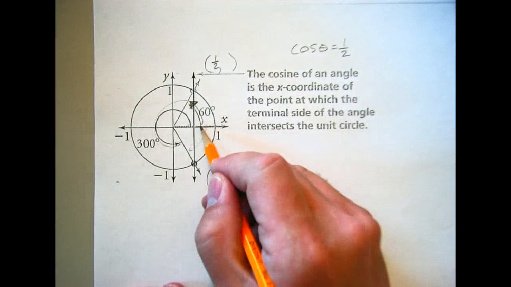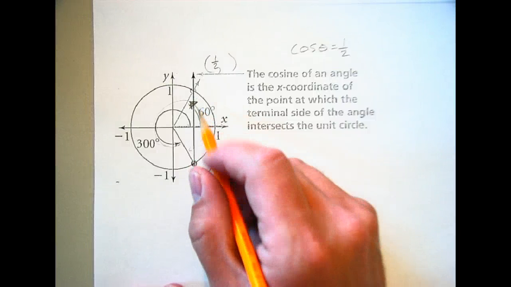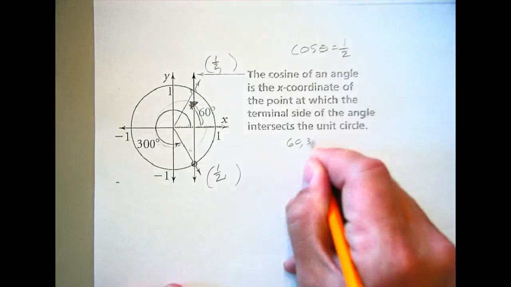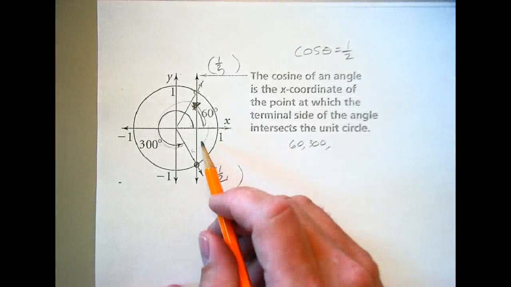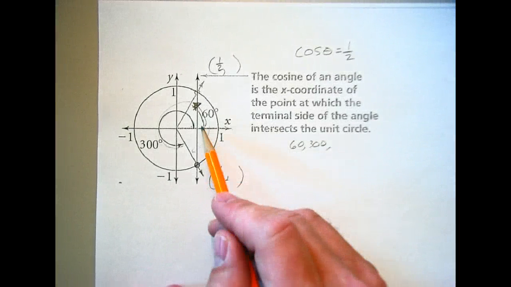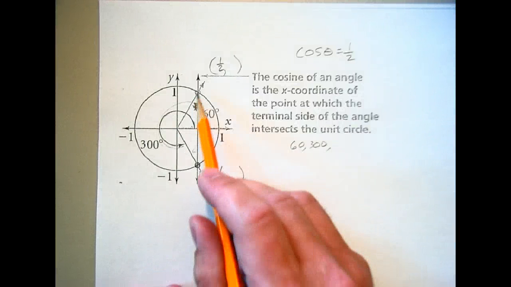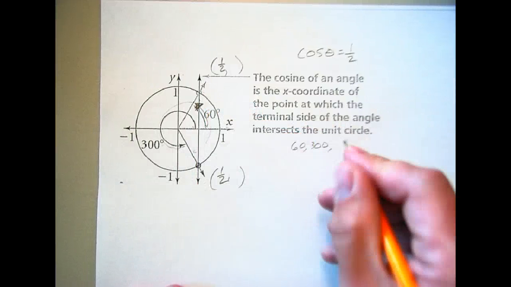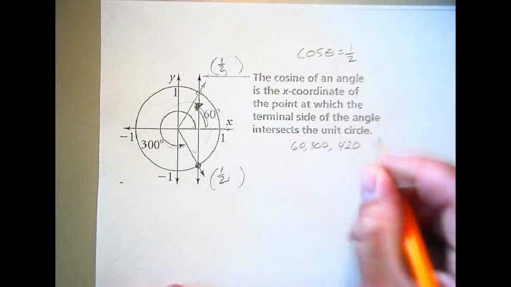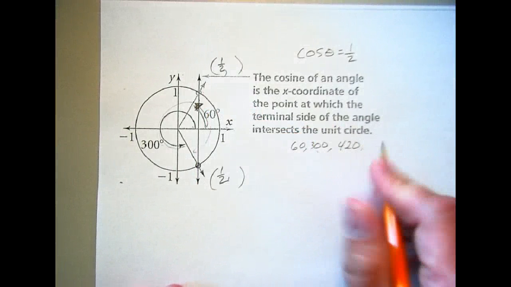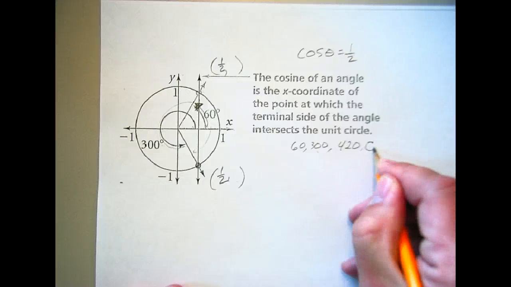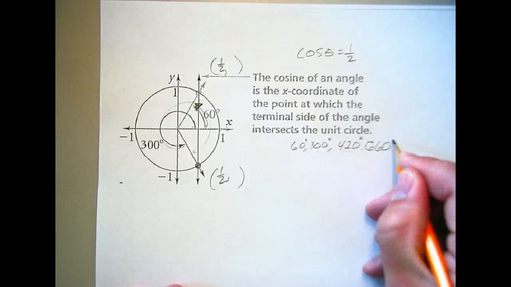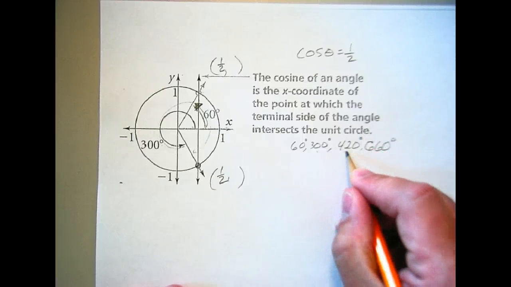When's the next solution where cosine theta would equal 1/2? We have 60, we have 300, 420. So we'd have to add another 360 to 60, right? So that would be 420. And then if we add 360 to 300, we get 660. And we can keep going, right? We add 360 to here.